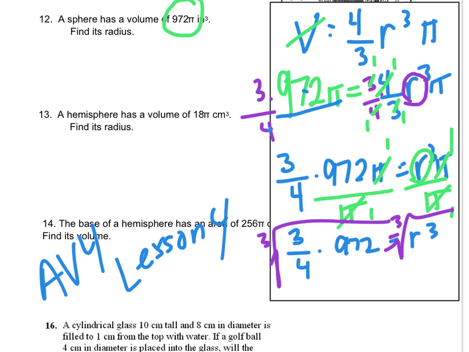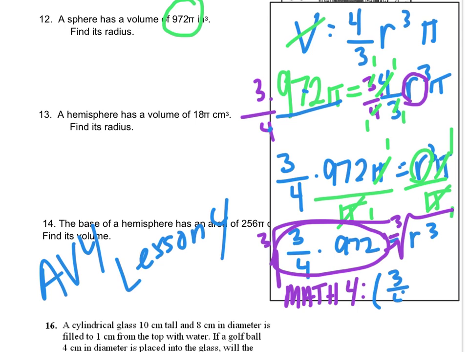On your graphing calculator, you will type in math, you'll hit 4, and then you'll type in whatever you get for this number. Or, if you'd like to, you can use parentheses and type in 3 divided by 4. Make sure that you close the parentheses and then multiply by 972 and hit equals. They will both give you an answer, and you will put inches, because what you have just found is the radius, not the radius cubed, but the radius.